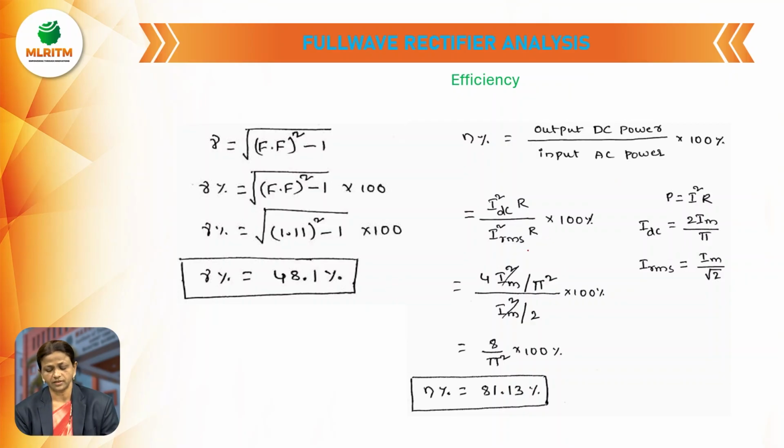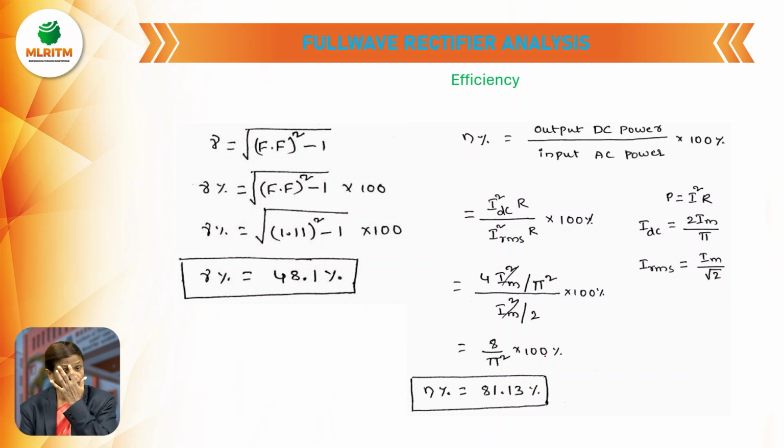Now substitute IDC and IRMS. IDC equals 2Im by π, IRMS equals Im by root 2. Now substitute these two values in this formula. R and R get cancelled. Im square gets cancelled. Now it becomes 8 by π square, multiplied with 100. So efficiency, with π equal to 3.14, equals 81.13%.